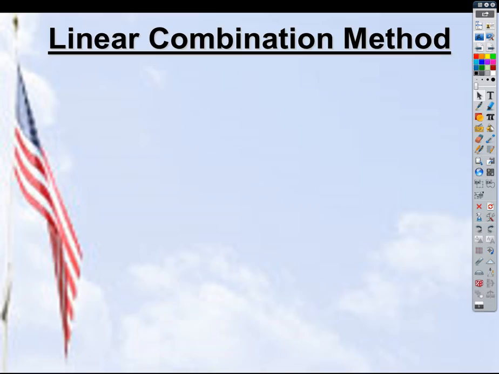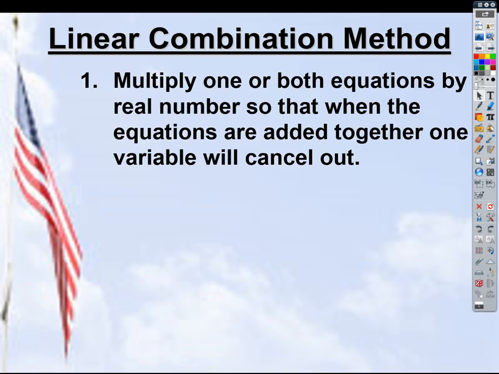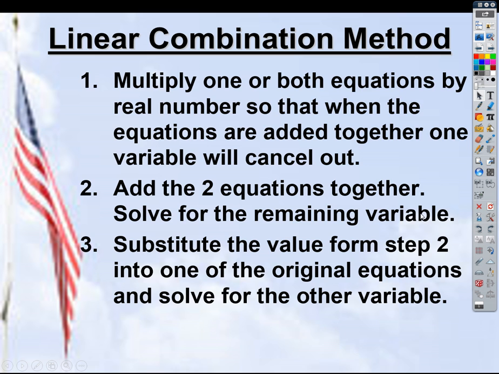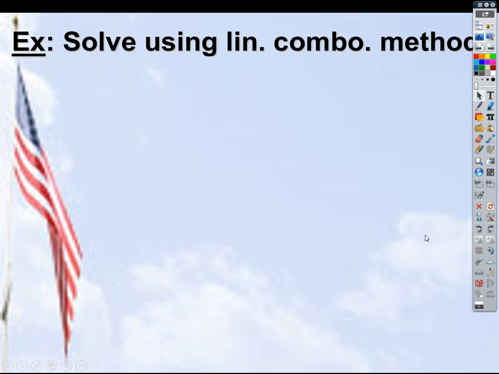Okay, so that's substitution, and now we want to do linear combination. Linear combination is the case that works when it's not so easy, when we have a situation where we don't have a variable that's easy to isolate. I'm going to skip through these instructions and we'll just talk our way through this example. So what about this case right here? None of the variables are easy to isolate. So what do we do?